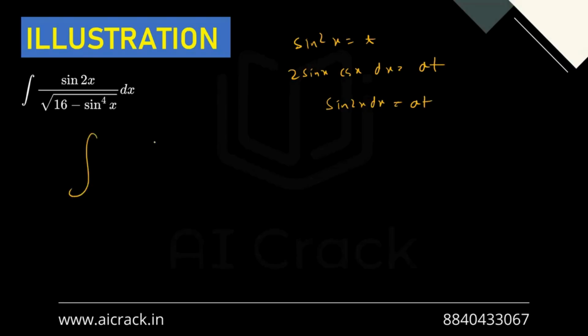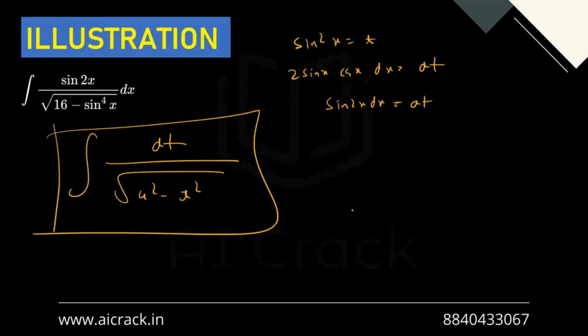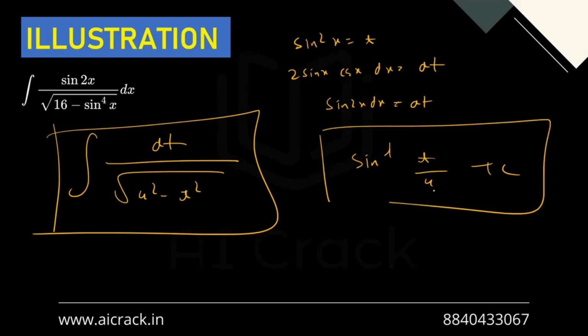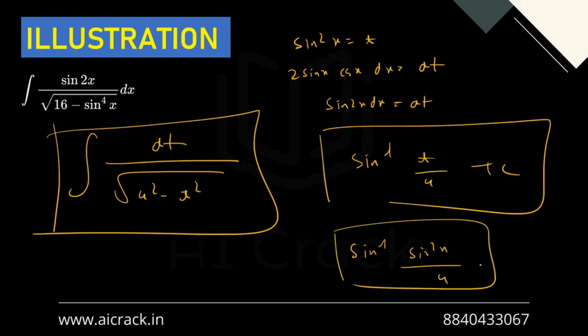So we have got dt upon under root 4 square minus t square. Now this is the standard format of sine inverse x by a, that kind of format, t by a. So sine inverse of t by 4 plus c. This is our answer. I can replace t over here, and we'll be getting sine inverse of sine square x by 4 plus c.